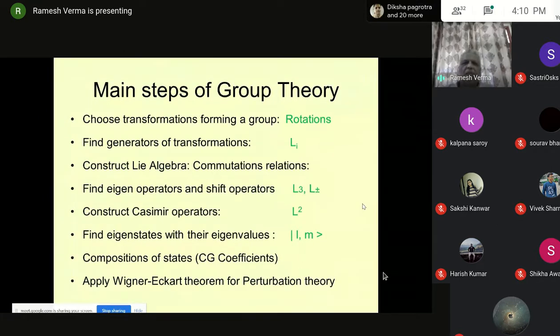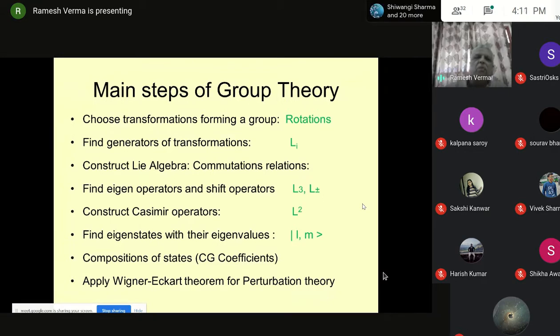But the main idea is that once we realize that rotations form a group, we look for the generator of these transformations, and these come out to be the orbital angular momentum operators. So they act as the generator of rotation. This I also left as an exercise to show. And then we construct commutation relations with the help of the R and P operators, because L is nothing but the cross product of R and P.